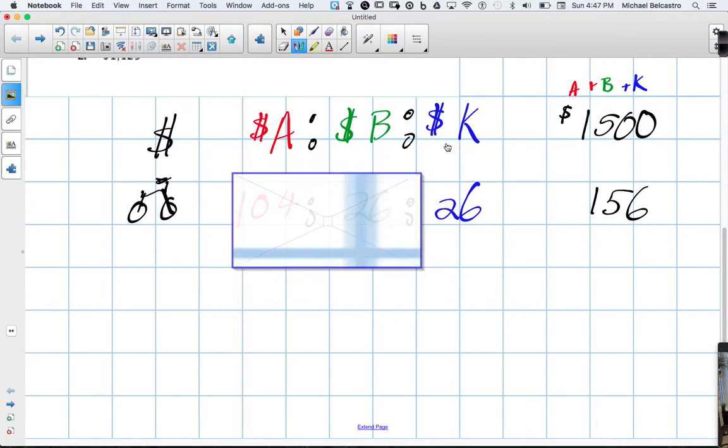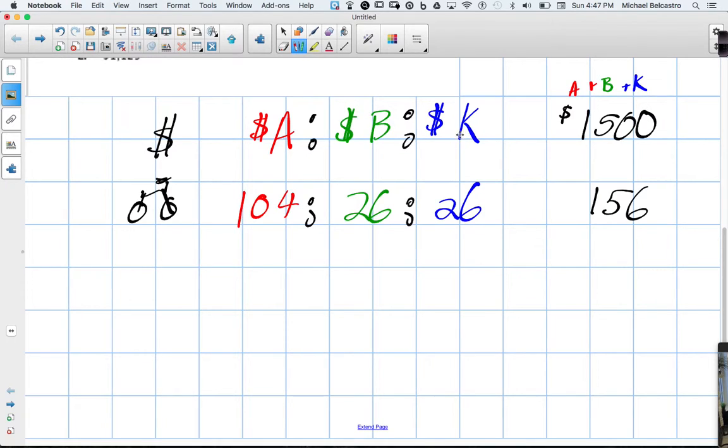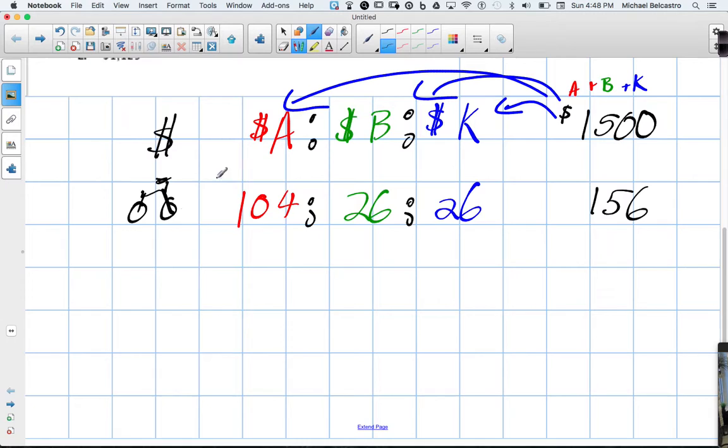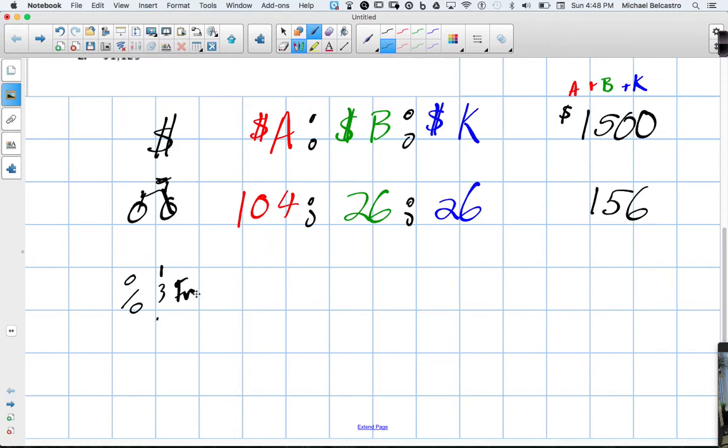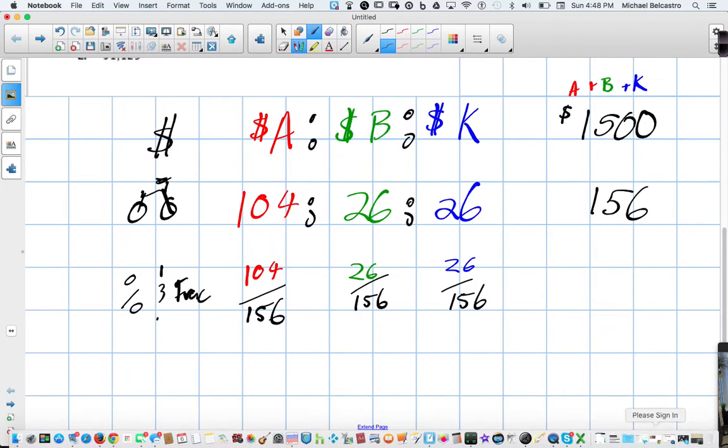Once we have those fractions, we can turn them into percentages, or we can leave them as fractions, and then relate back to the money to find out what fraction of the money they should earn. I'm going to call this our percentages and fractions relationship, and write it right underneath. So our fraction is 104 of the total 156, 26 of the 156, and again, 26 of the 156. So what I need to do is find out what this is in terms of a percentage. We know altogether it'll add up to 100%.